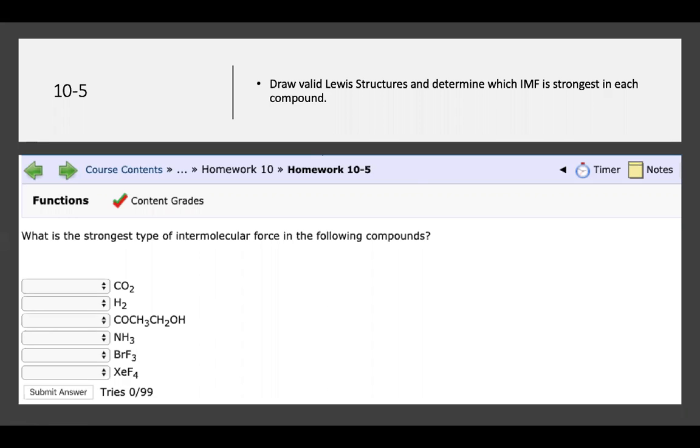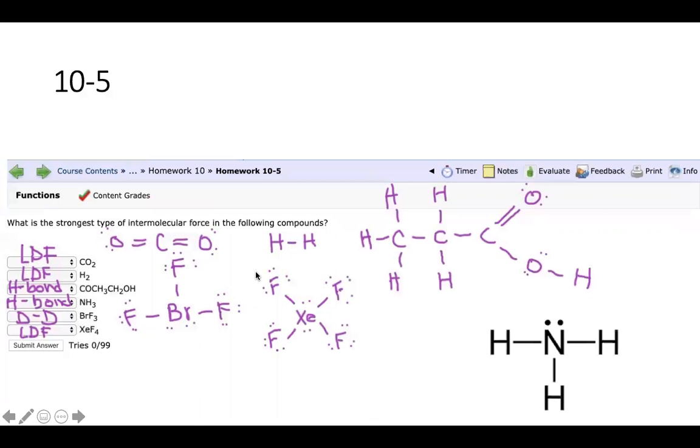We're going to be determining the strongest type of intermolecular force for these 6 compounds down below. So our game plan is that we're going to draw the Lewis structures out, and we'll determine which intermolecular force is strongest for each of those compounds. All right, so we're going to skip to the good part, get straight into the Lewis structures. We have them all shown out right here.